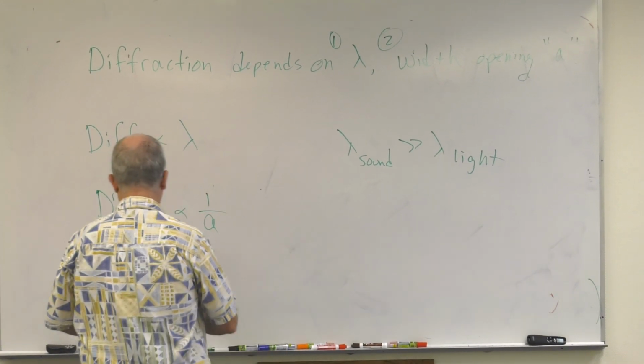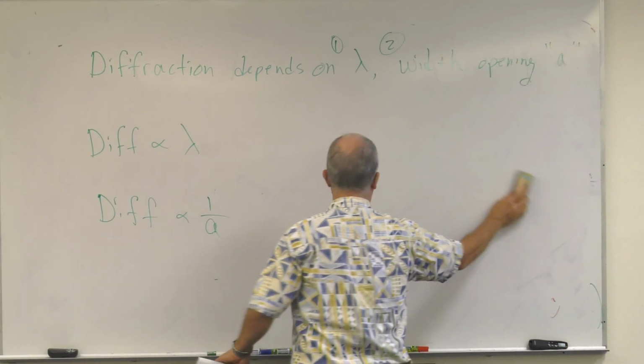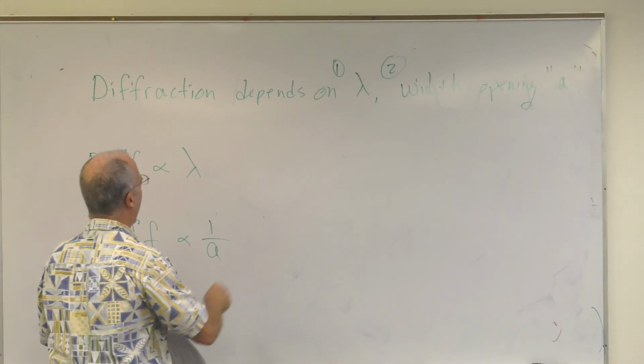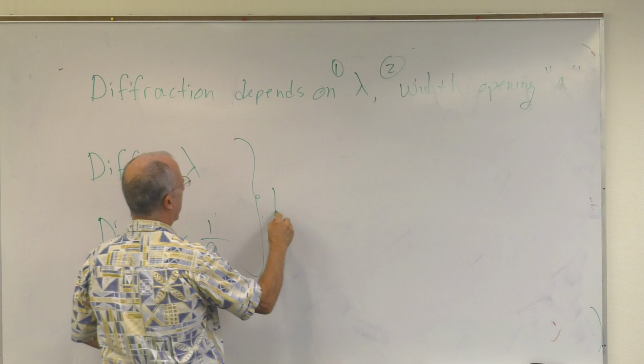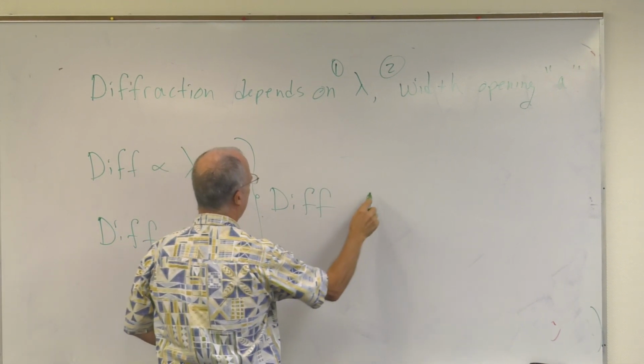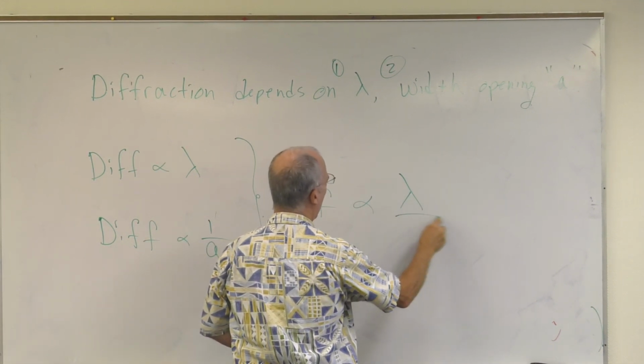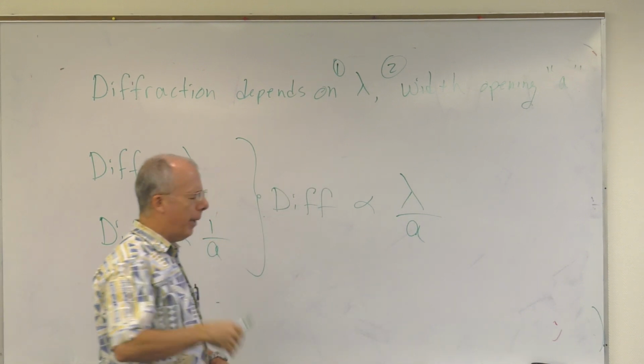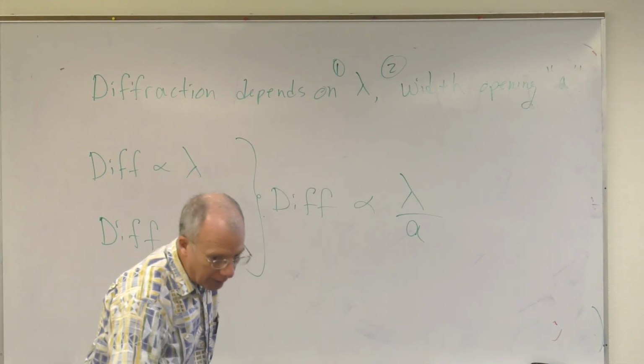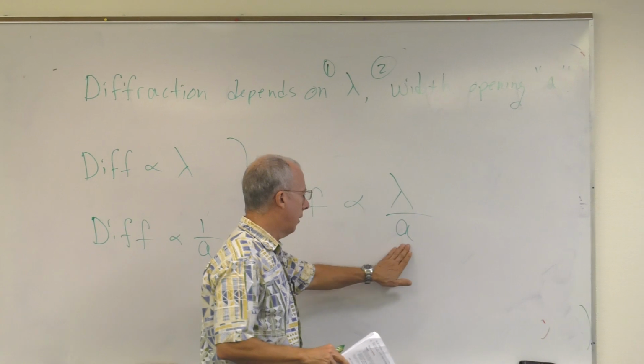All right, so basically then, what can we say? Just put these two together, right? We'll say that diffraction is proportional to lambda over A. So the bigger the wavelength, the more the diffraction, the smaller the slit width, the bigger the diffraction.